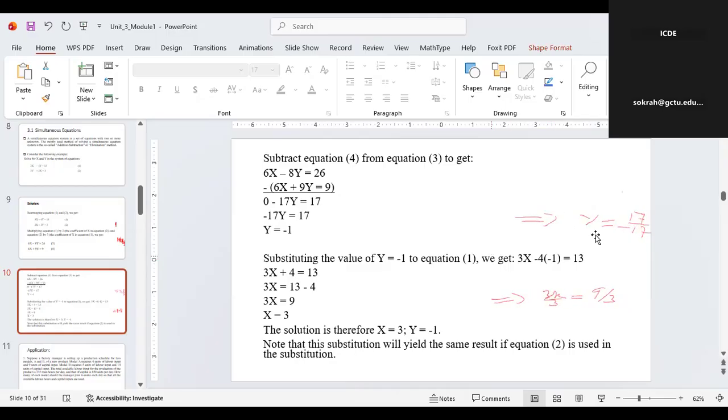Okay, can you see it? The red ink. Yes, sir.